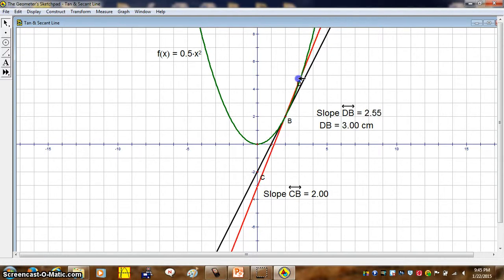As D moves closer to the point B, again this being the right-handed limit with my point D on the right-hand side, you'll notice the length, or the distance between DB, getting smaller. As that distance gets smaller, the slope of my secant becomes closer in value to that of my tangent. And as those distances approach 0, again you see how the slope of my secant does get extremely close to that of my tangent line.